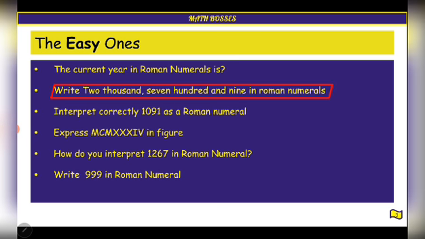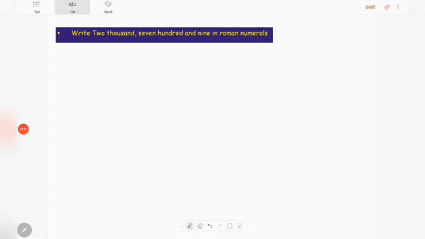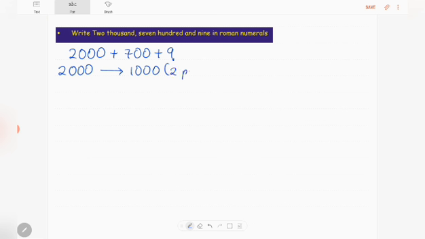Now the next question says that we should write 2709 in Roman numerals. Let's look at that. Now we know that this question is the same as having 2000 plus 700 plus 9. Now 2000 is the same as having 1000, except that we are having it in two places. That makes it double M in Roman numerals.